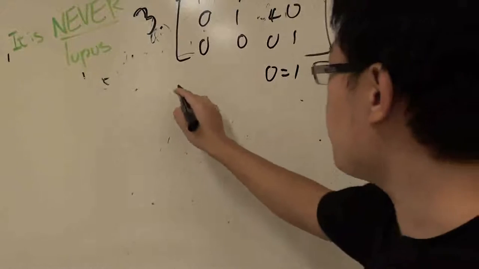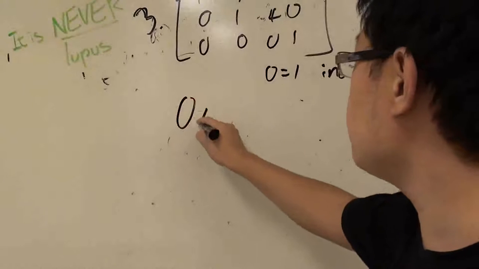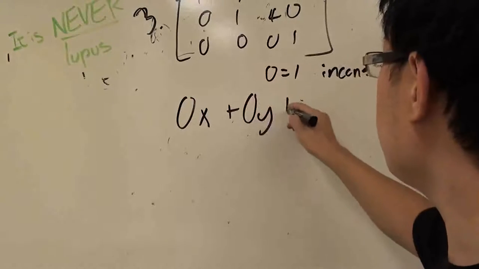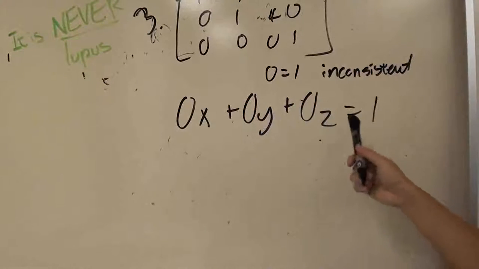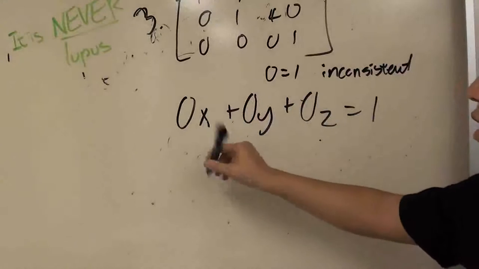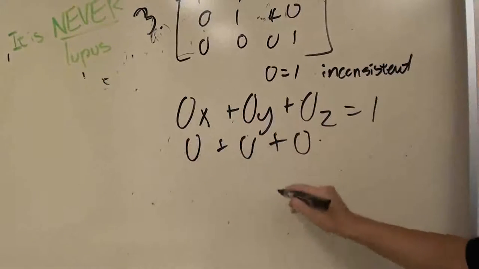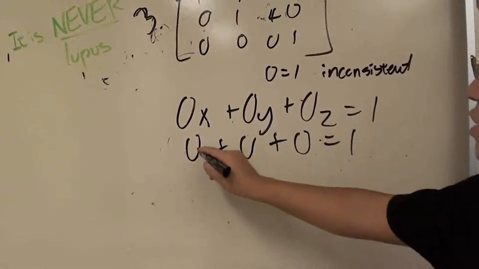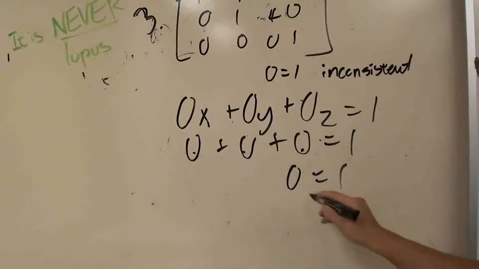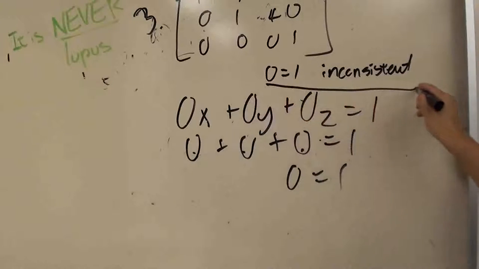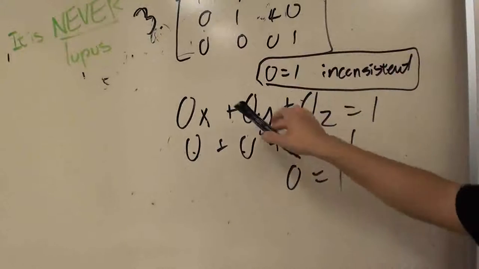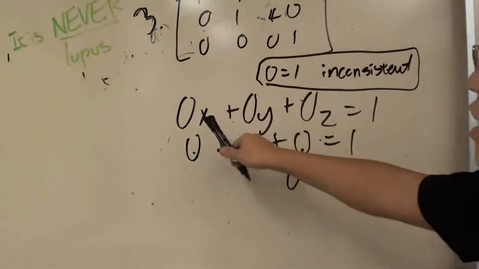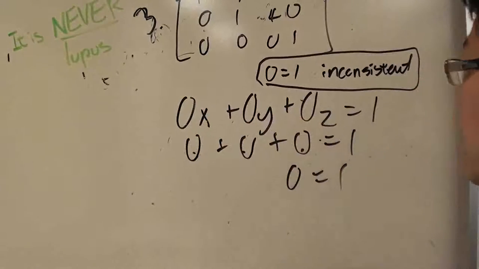If you bother to look, they put it in a little bit more fancy way. 0 times x plus 0 times y plus 0 times z equals 1. It looks different, but it really is the same thing, because 0 times anything is 0. So that's 0 plus 0 plus 0 equals 1, and if you add all this up, it's just literally 0 equals 1. So I don't see why this isn't the right format. You could write this so that it looks more relevant to the given matrices, but 0 equals 1, inconsistent. That doesn't hurt at all, right?